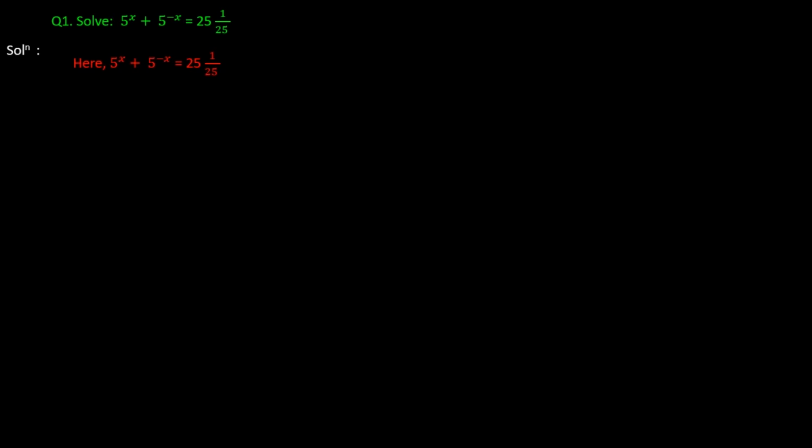So here I will write the question, and you have to solve this part. First we will try to write this in the positive form, in the positive power. As we know the formula, if there is a negative index, when you write it in the reciprocal form, its power becomes positive. We have seen this in the laws of indices. So you can write 5 to the power minus x as 1 upon 5 to the power x, in the positive form.